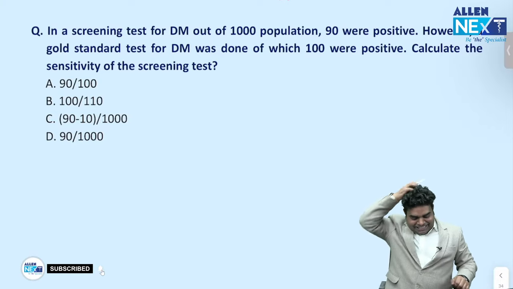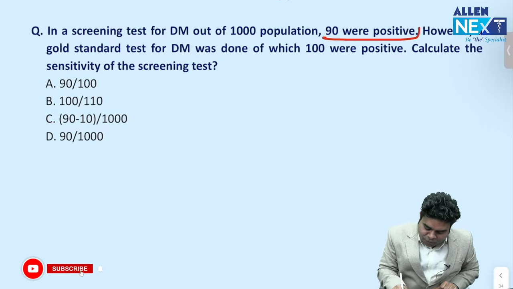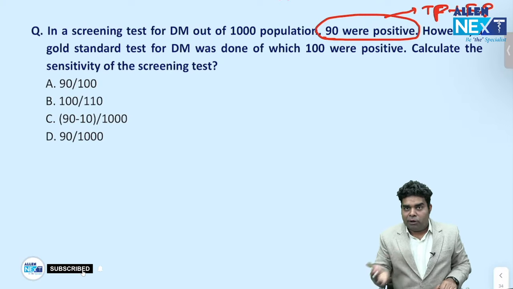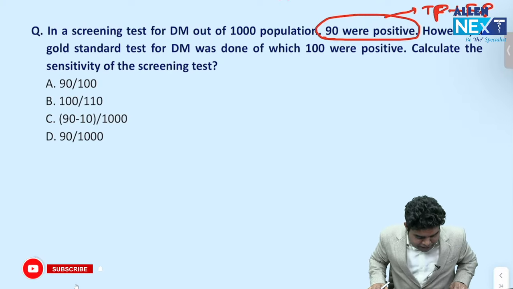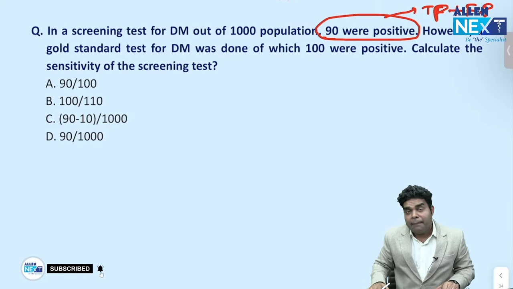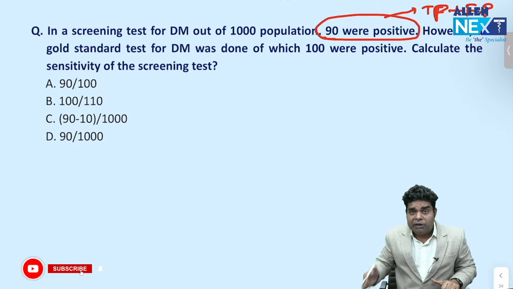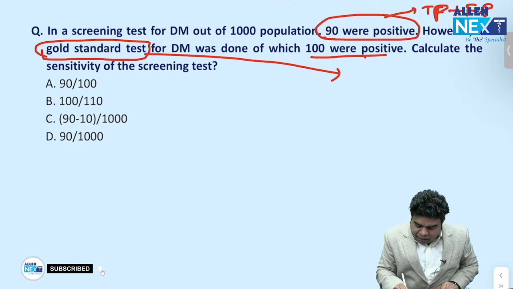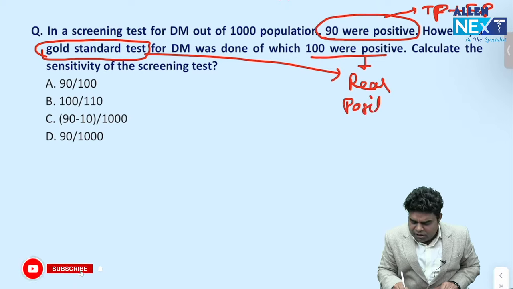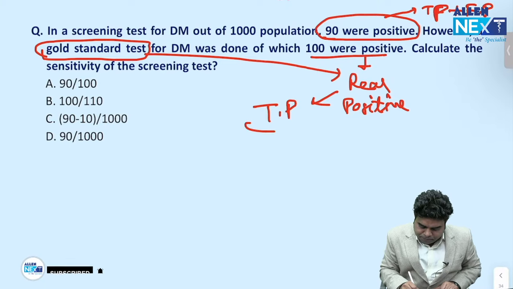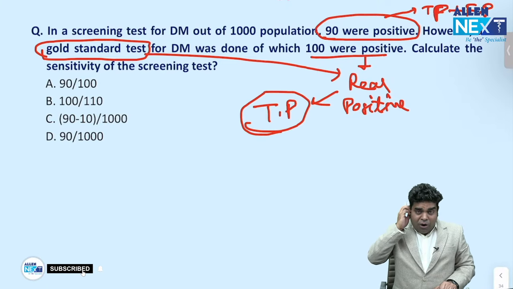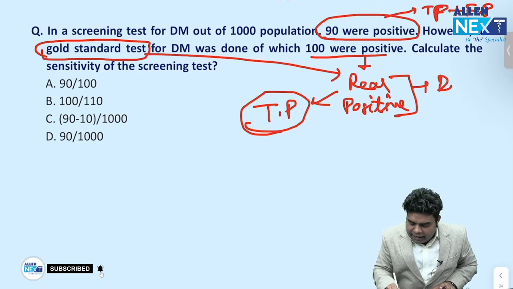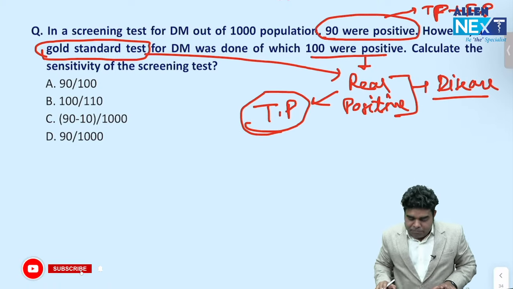Okay, come here. In this screening test for diabetes mellitus, 90 were positive. So this positive can be true positive plus false positive. It can be both types of positive. However, a gold standard test for diabetes mellitus was done, out of which 100 were positive. So whenever they say gold standard test, it means these were real positive. Real positive, because a gold standard does not give fake positive. Real positive means true positive. Real positive also means they are having the disease. That's why they are coming positive.